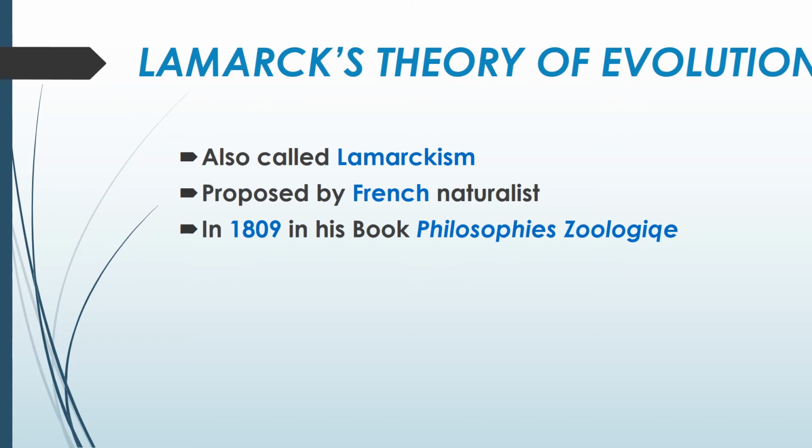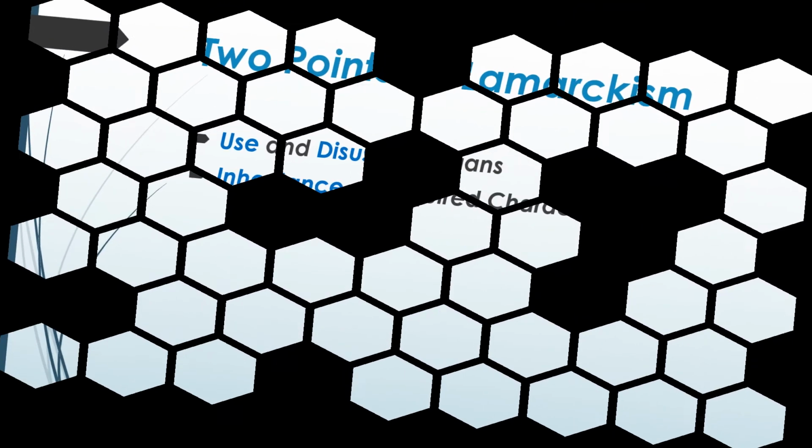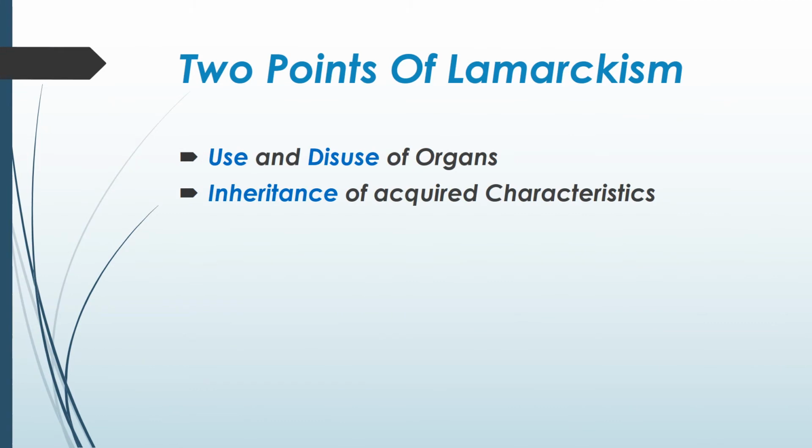It was proposed by a French naturalist. Naturalist means a person who studies nature. So he is a naturalist. He proposed this theory in 1809 in his book Philosophie Zoologique. His book name was Philosophie Zoologique. He published this theory there in his book in 1809.